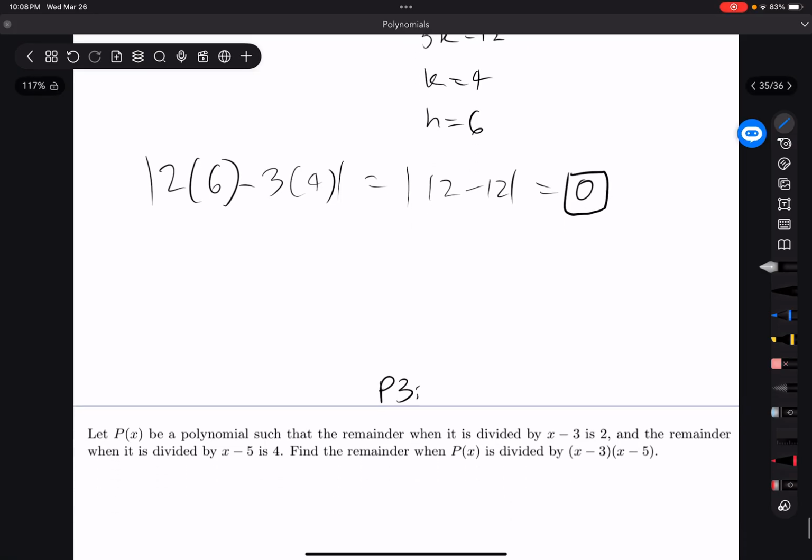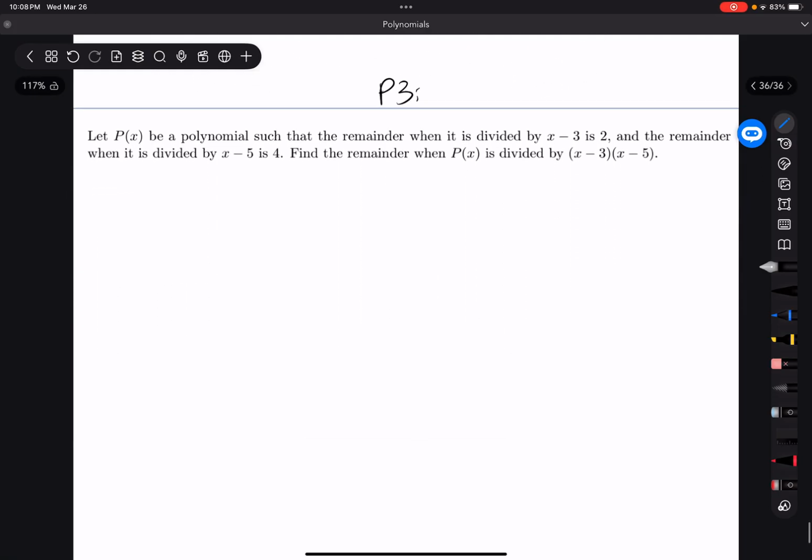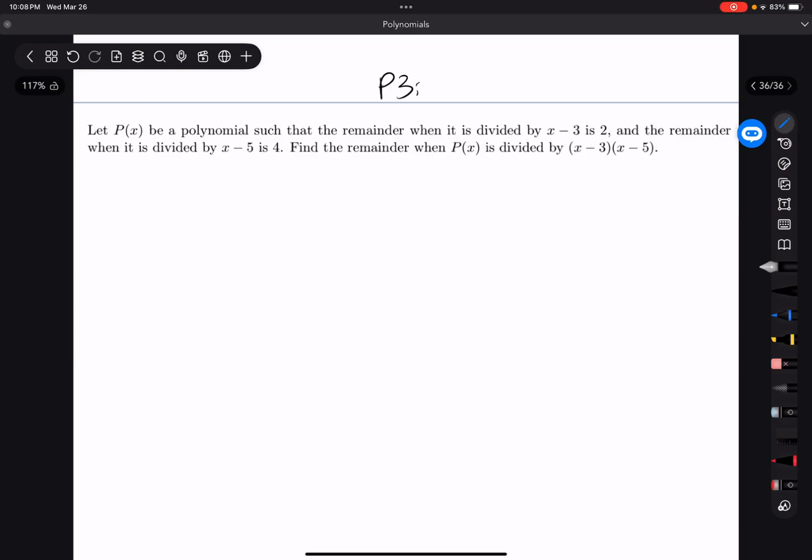Let's move on to our final problem, which should be the most difficult one. Let p of x be a polynomial such that its remainder when divided by x minus 3 is 2, and the remainder when it's divided by x minus 5 is 4. Find the remainder when it's divided by x minus 3 times x minus 5.